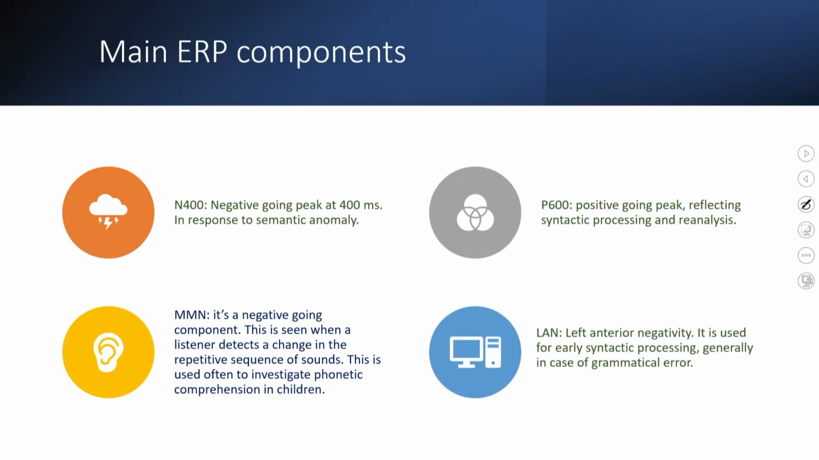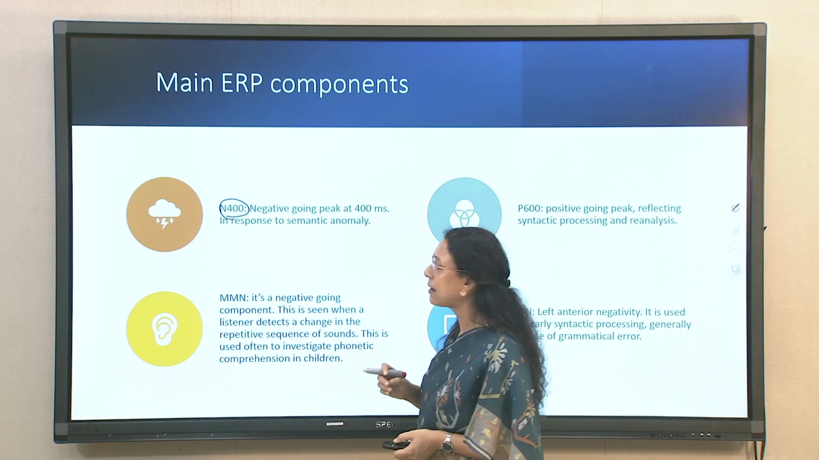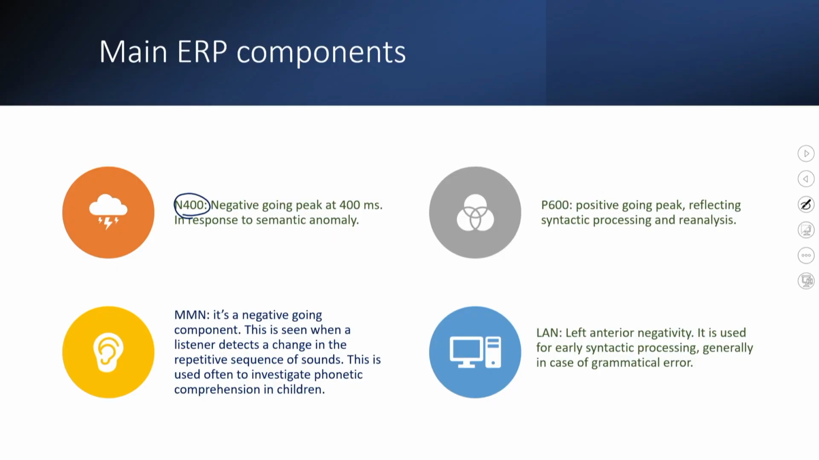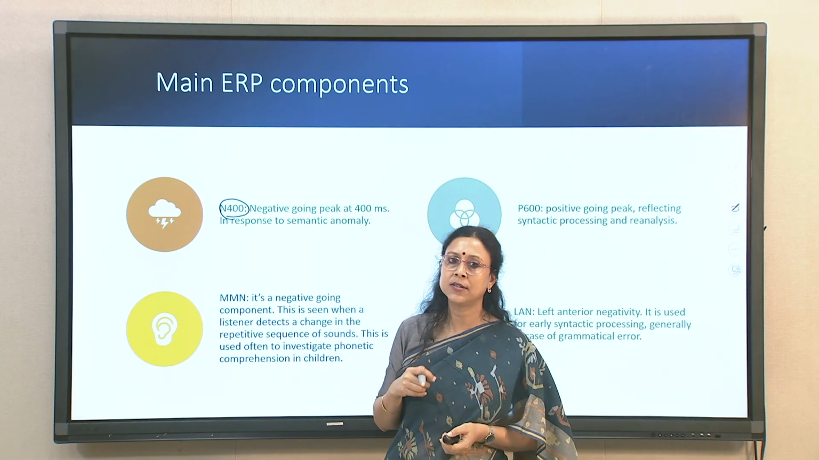So, the main ERP components that we will typically refer to when we talk about language processing. Of course, there are many, but the most important one is N400. N400 basically refers to the negative, as I said, the final output that the machine gives you is a wave. So, in N400, it is the negative going peak at 400 milliseconds. That is what N400 is all about.